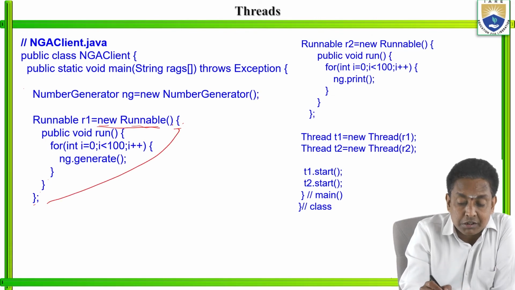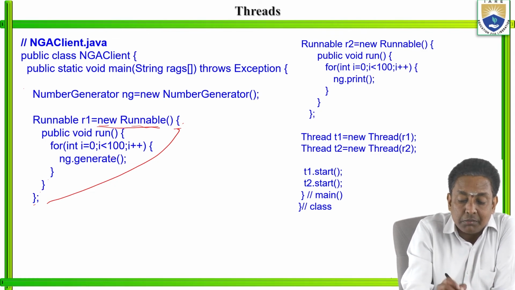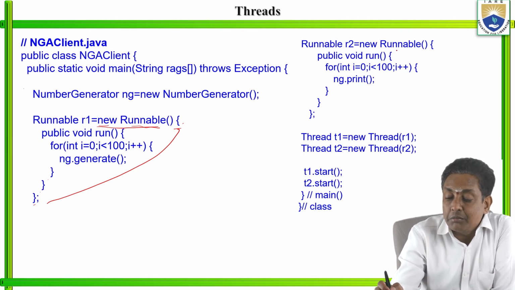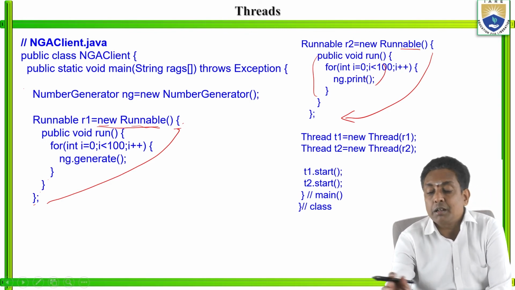This entire process is called an anonymous class. In that object creation body, we are implementing public void run, iterating a for loop, and calling the generate method 100 times. Same logic we implemented by creating a Runnable object here. In that body, we implemented the run method, and from there we are iterating a for loop 100 times and calling the print method.